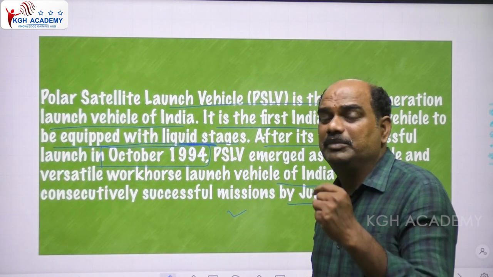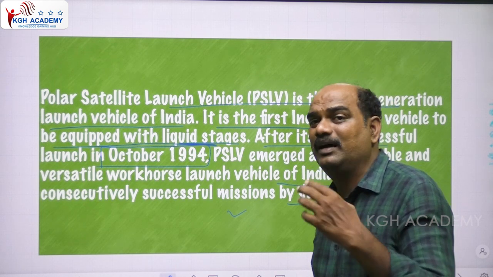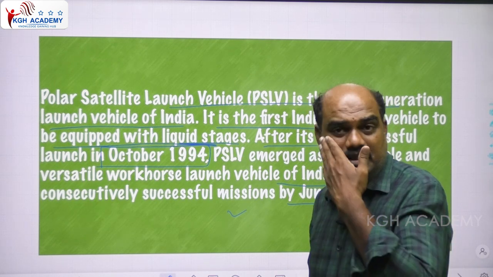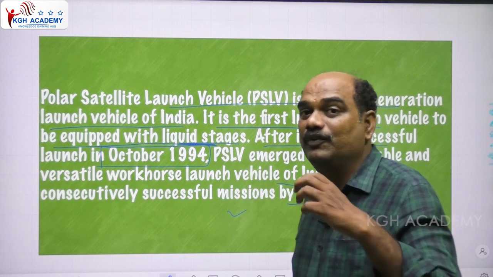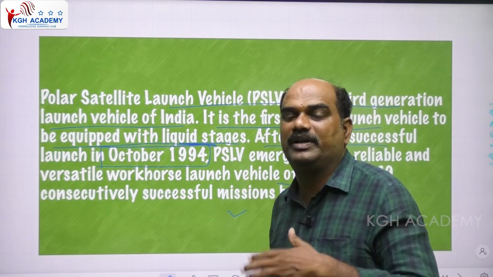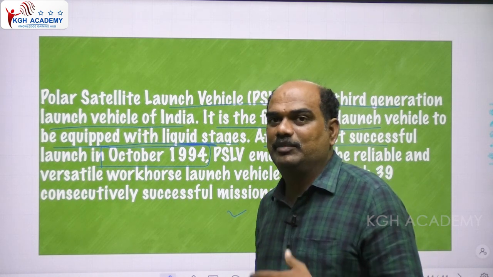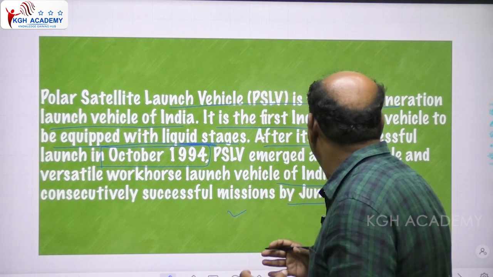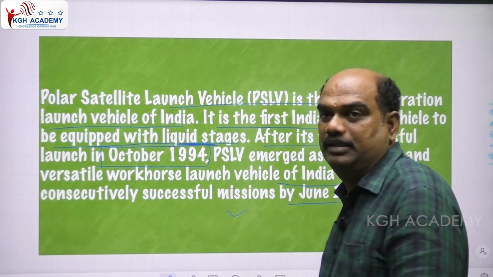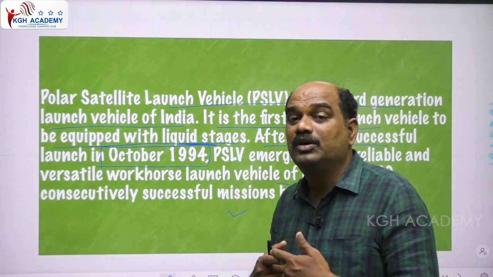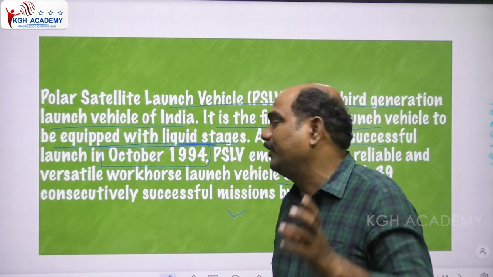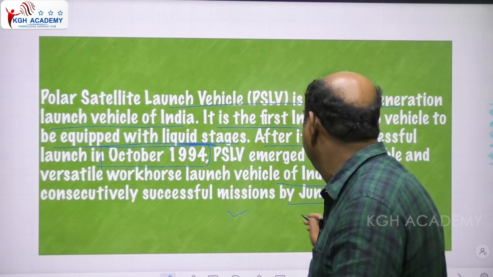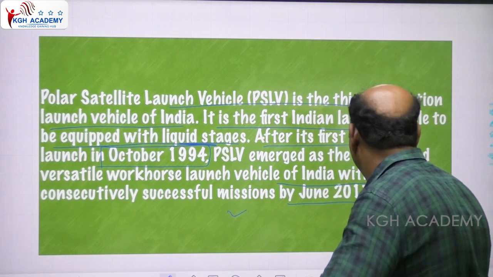It is one of the versatile launching vehicle systems. Versatile means what? It can deploy satellites into polar orbit, or into the geostationary transfer orbit, and it can deploy 104 satellites into the same orbit. So we can say it is a reliable and versatile launching vehicle. Not only versatile, it is also a launching vehicle with a higher level of reliability: consecutively successful missions by June 2017.